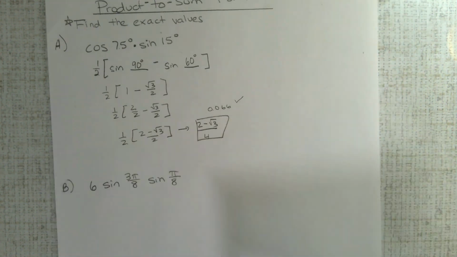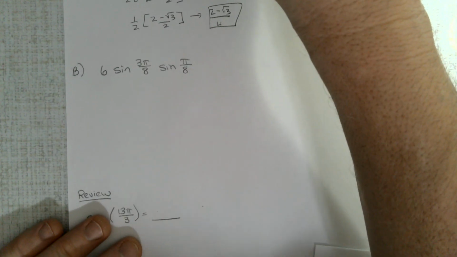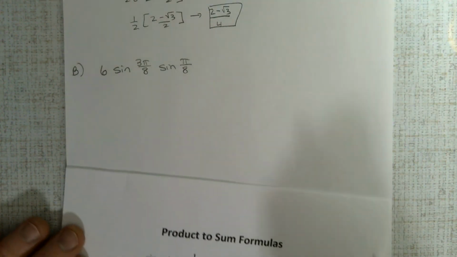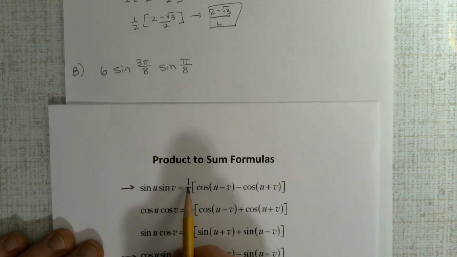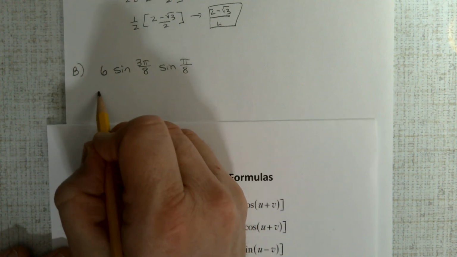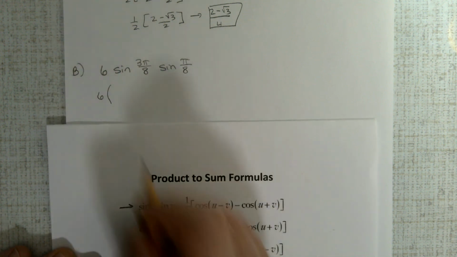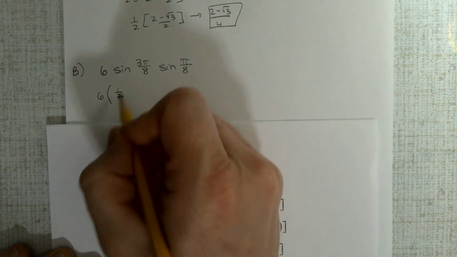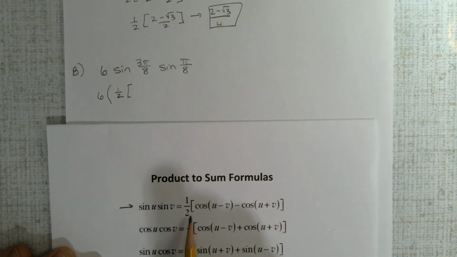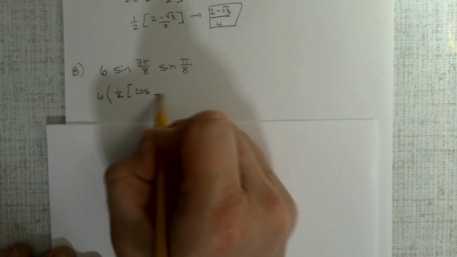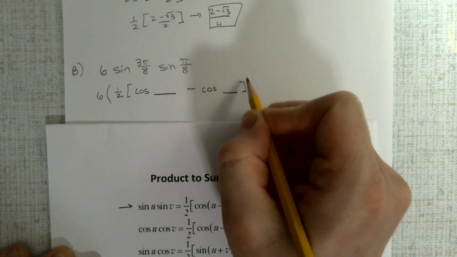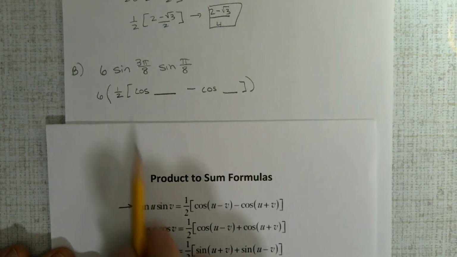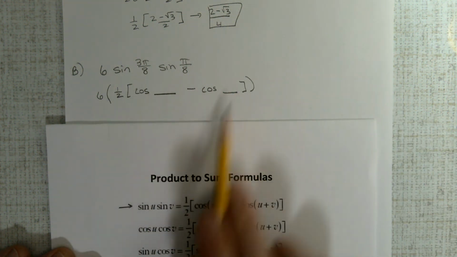Alright, let's do another one down here. This time we have the same setup here, but we have a 6 out in front. So let's see what formula we're going to use. Sine times sine, so we're going to use this one. So let's leave that 6 out there. That's 6. Then the formula, that's 1/2, and I like to write it like this. Sine sine is cosine cosine, kind of weird. But cosine of something minus cosine of something else. Close that and close that. Alright, let's check. 1/2. Formula's good.